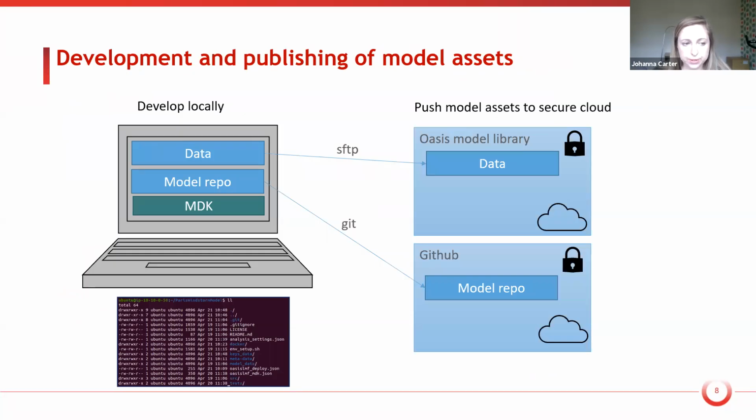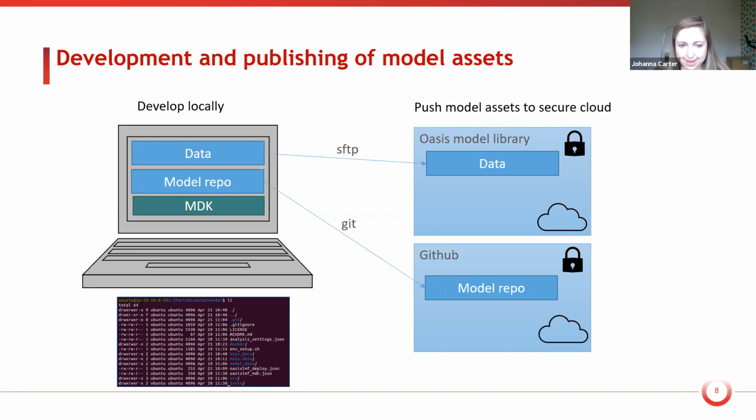In terms of the development process, what you'll probably do is develop locally on your machine, and you'll have your data there, you will have your repository there, and you will install the MDK, the Model Development Toolkit, and use that to test, refine the model. And when you're happy with it, when it's finished, you will then push the model data via SFTP to the Oasis model library. And you will put your model repository, which is everything but the big model data, somewhere like GitHub.